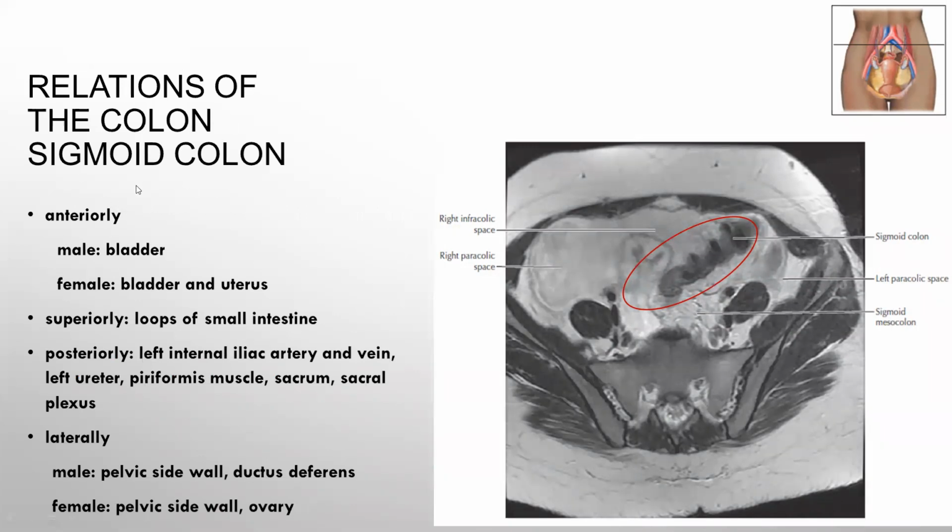Relation of the sigmoid colon. Anteriorly in the male, the bladder; in the female, the bladder and uterus; superiorly, loops of small intestine; posteriorly, the left internal iliac artery and vein, left ureter, piriformis muscle, sacrum and sacral plexus. Laterally in the male, the pelvic side wall and ductus deferens; in the female, the pelvic side wall and ovary.